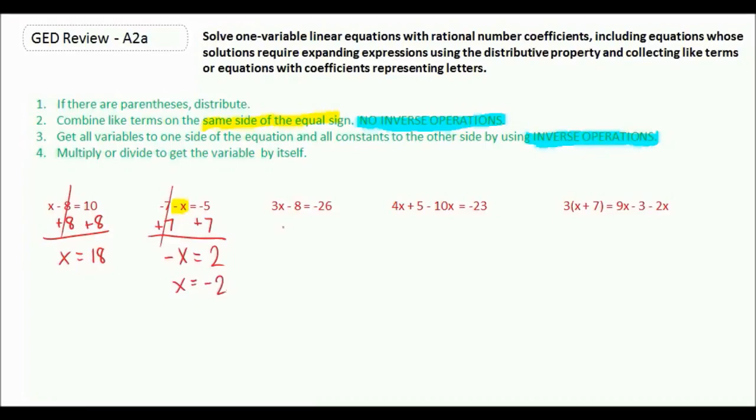Our next example is a two-step equation. Now we have variables on this side, which means we should get all our constants to this side. To get rid of minus 8, we're going to add 8. So we get 3x. Negative 26 plus 8 is negative 18. This right here is multiplication, so the inverse would be to divide. And by dividing, we get 1x, which is just x, and x equals negative 6.